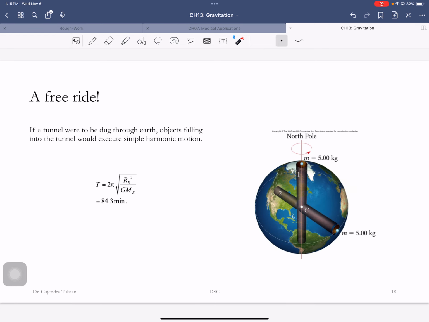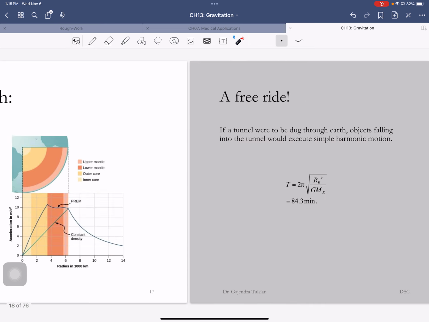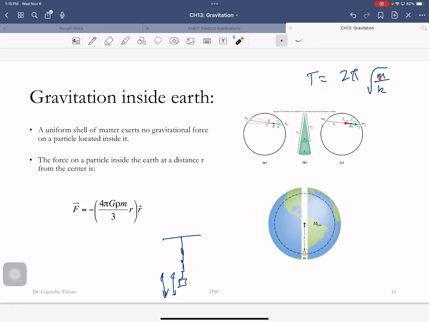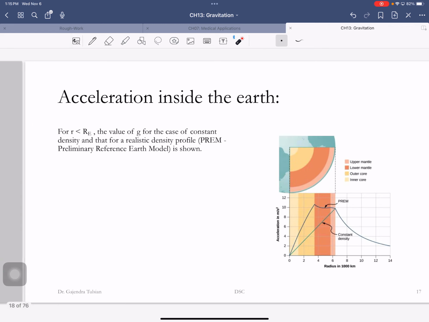Okay, there's the period. So you can calculate the period using this formula and put in that spring constant. Okay? And it works out to that.